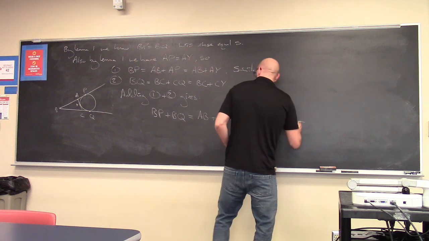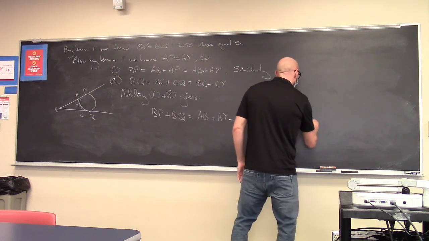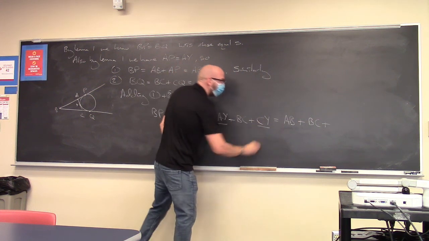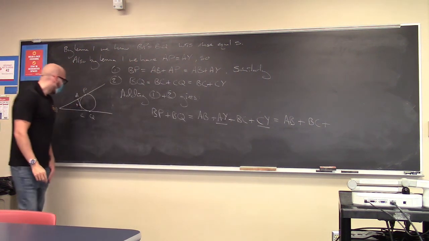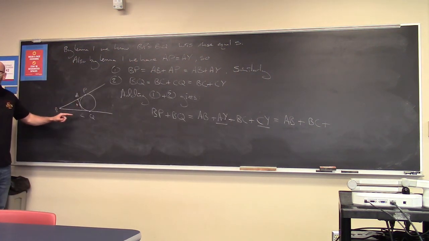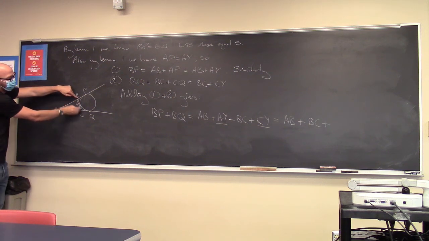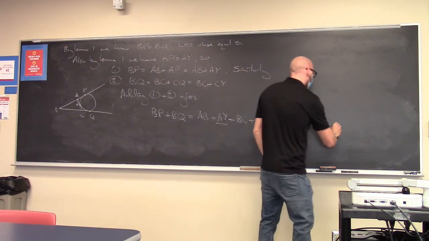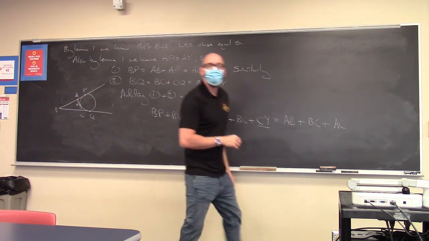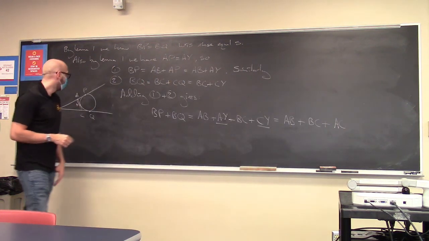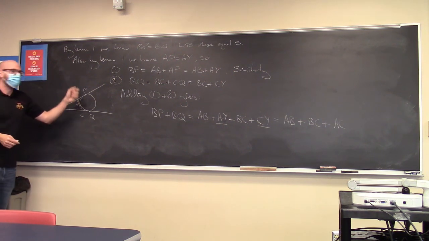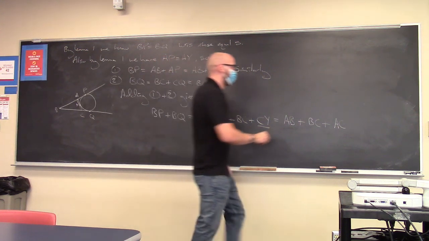So separating out a few different pieces, AB plus BC plus AY and CY. But what does AY plus CY equal? That's just this whole side, right? That's AC. AB plus BC plus AC, what's that equal? Well, that's the perimeter of the triangle, right? So that's 2 times S.